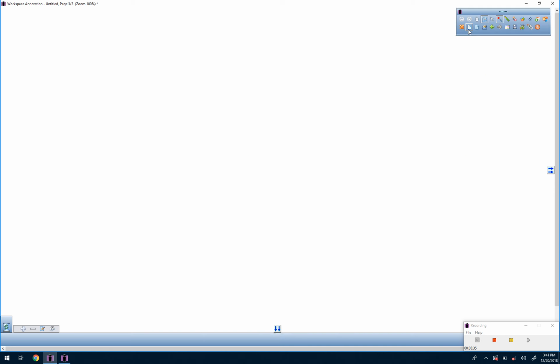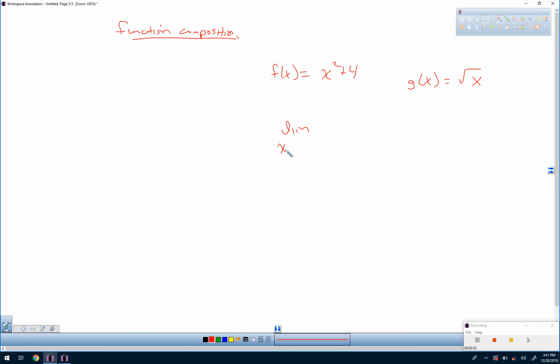Now, let's apply direct substitution to function composition. Remember, we talked about function composition in pre-calculus. Well, let's say that you had a function f of x is equal to x squared plus 4, and let's say you had another function g of x that was equal to the square root of x. What if I wanted you to find the limit as x approaches 0 of g of f of x? Okay. So the limit of g of f of x.